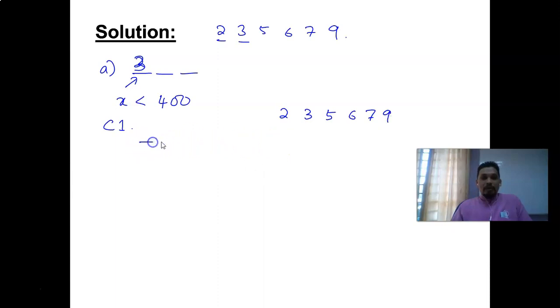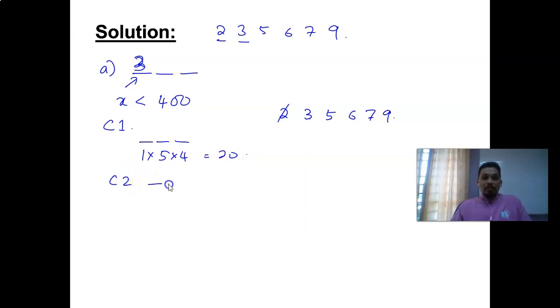Case number 1, if we begin with 2, there is only one way of selection because there is only one digit 2 here. Then, for less than 400, how many ways can we choose here? 1, 2, 3, 4, 5. So 5 ways, and then 4, equal to 20.